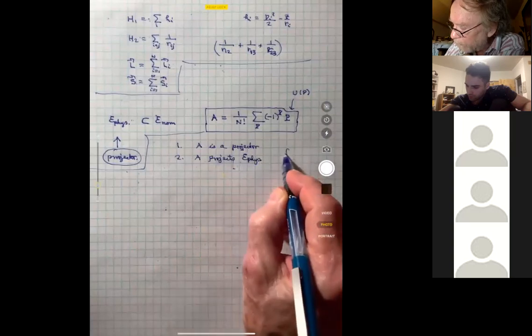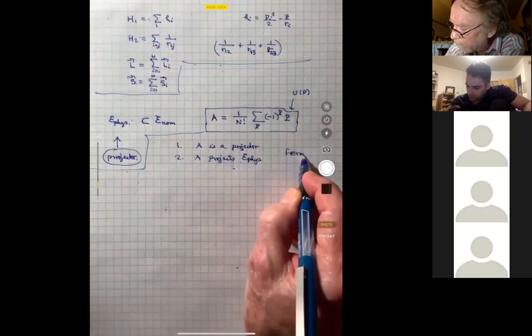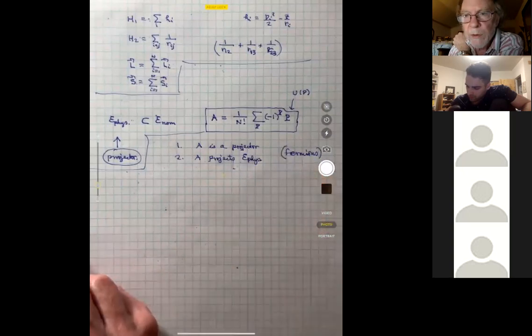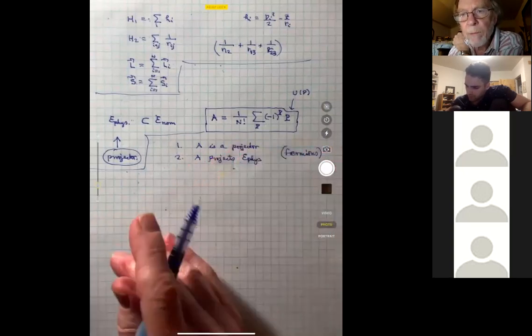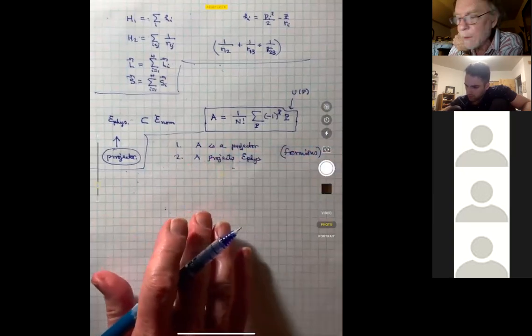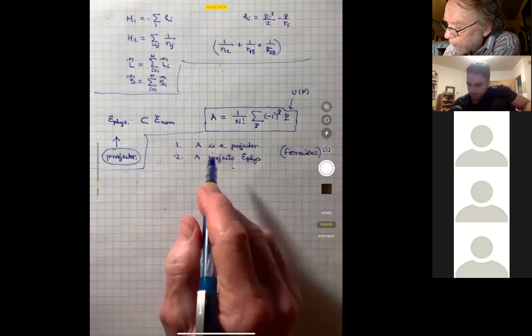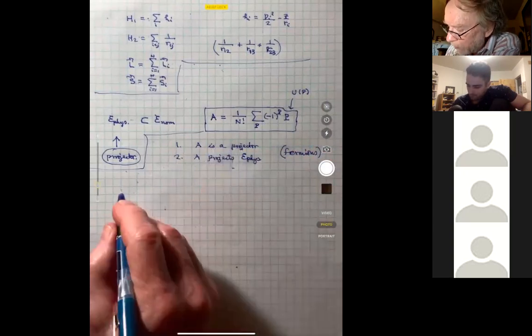And this is for the case of fermions only. There's a similar construction. There's a symmetrizing projector that applies for the case of bosons. We can worry about that later. All right. So to show that A is a projector, we need to do two things.